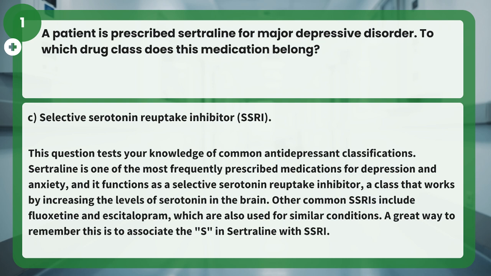Answer: C. Selective serotonin reuptake inhibitor, SSRI. This question tests your knowledge of common antidepressant classifications. Sertraline is one of the most frequently prescribed medications for depression and anxiety, and it functions as a selective serotonin reuptake inhibitor, a class that works by increasing the levels of serotonin in the brain. Other common SSRIs include fluoxetine and escitalopram, which are also used for similar conditions. A great way to remember this is to associate the S in sertraline with SSRI.